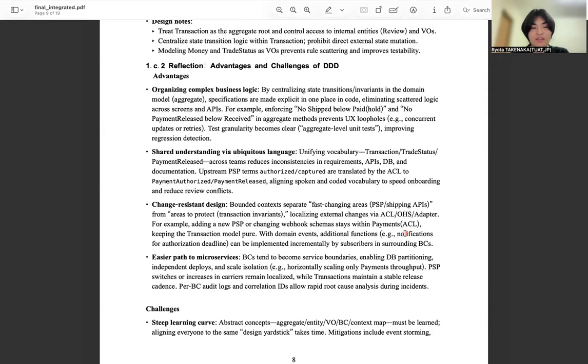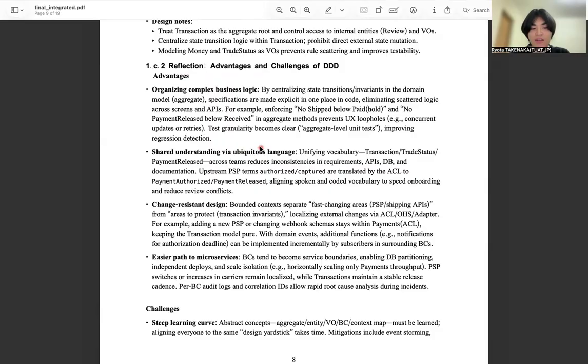In this reflection section, I reflect on the advantages and challenges of using DDD. The main advantage is organizing complexity. By centralizing rules in the transaction aggregate, we prevent logic from being scattered all over the application.